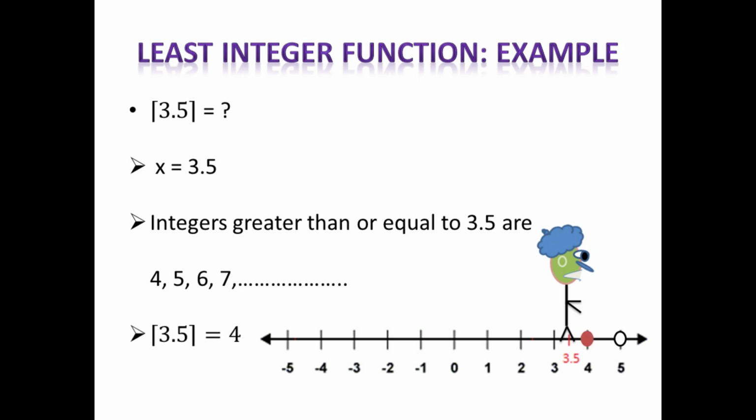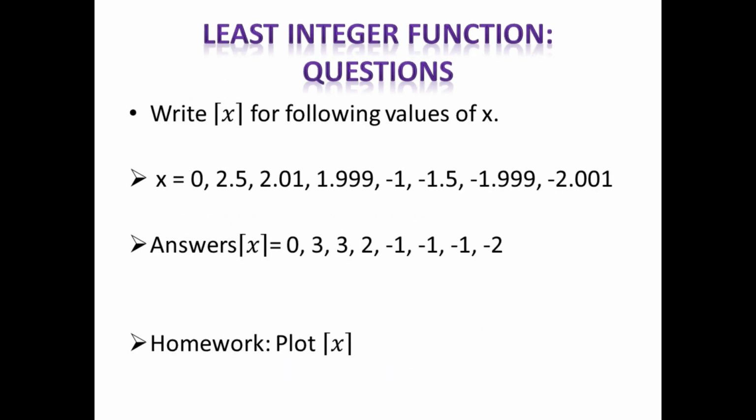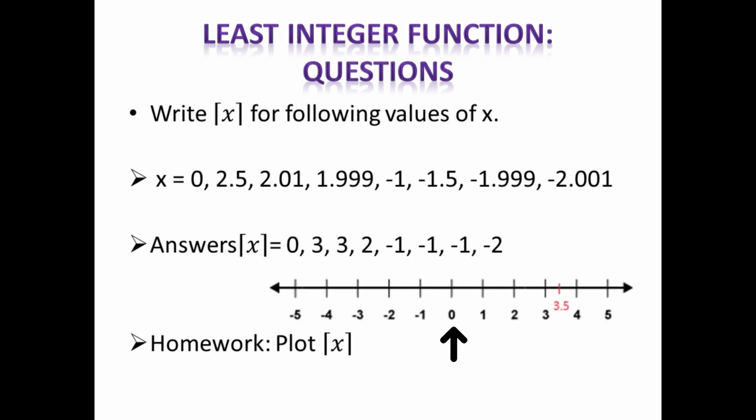Again I put the same numbers that we had in the case of GIF. Now let's look at them one by one. We have x equals 0. What is the least integer function of x? It is 0, right? So what this tells you is that in the case of integer values, you get the same number in both the least integer function and the greatest integer function.